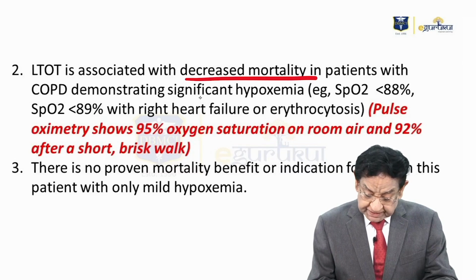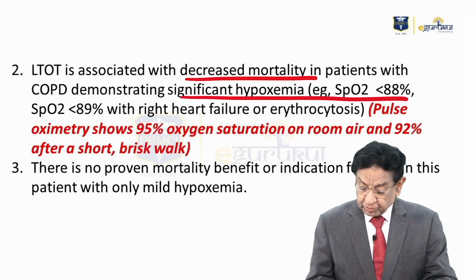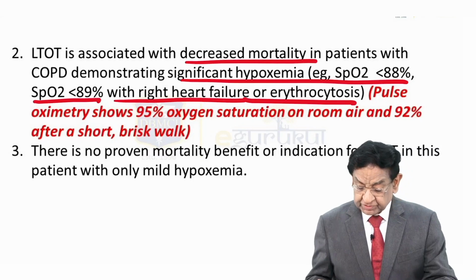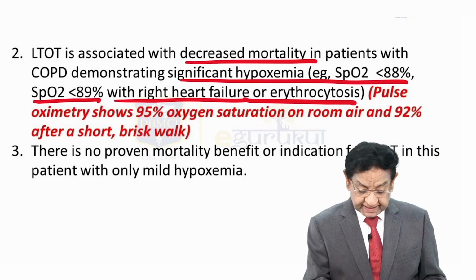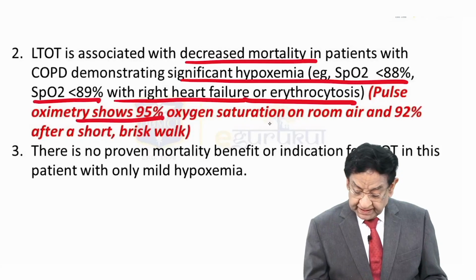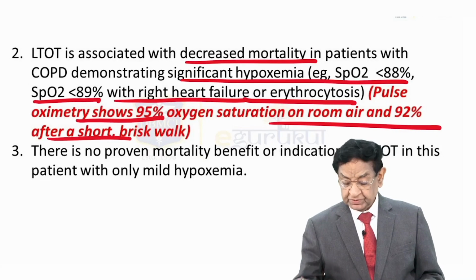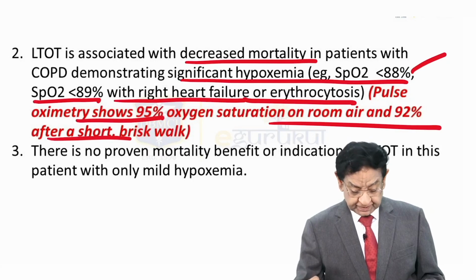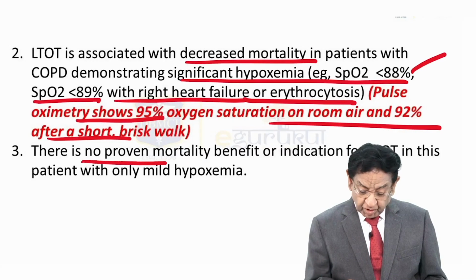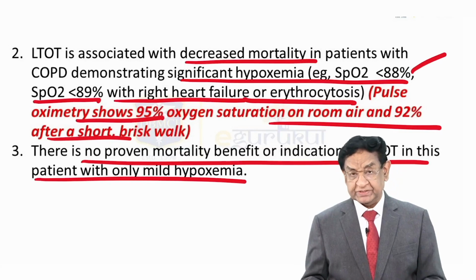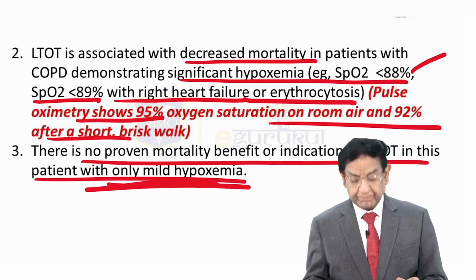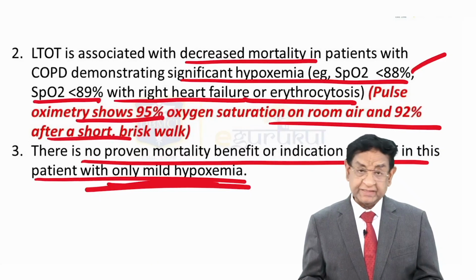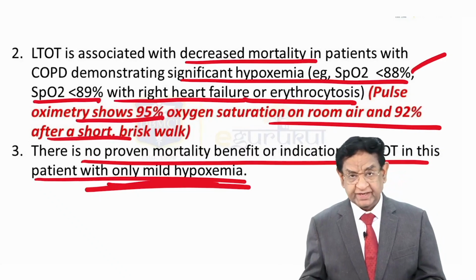It is indicated in significant hypoxemia, SpO2 less than 88%, or 89% with right heart failure or erythrocytosis. But in our case, it was 95%, and even after exertion, 92%. So this criterion is not there, and that's why this is not the option. They will not have any extra mortality benefit here because he has only mild hypoxemia. As compared to cessation of smoking, this is less effective.